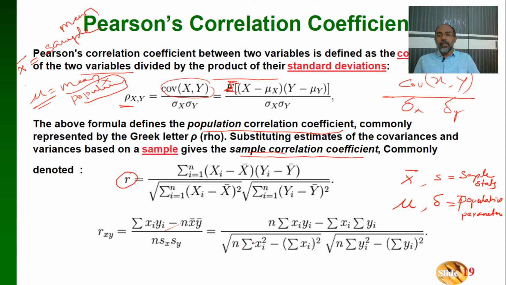by n into sigma x square minus sigma x whole square. Likewise, same ditto but y. So n into sigma y square minus sigma y whole square under root. So this is the formula for correlation as given by the Karl Pearson method, right? So it is very easy to understand the formula.